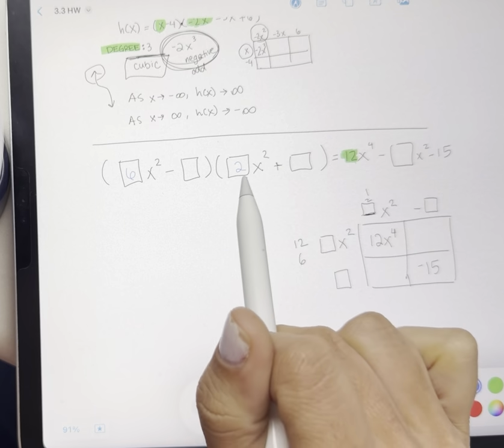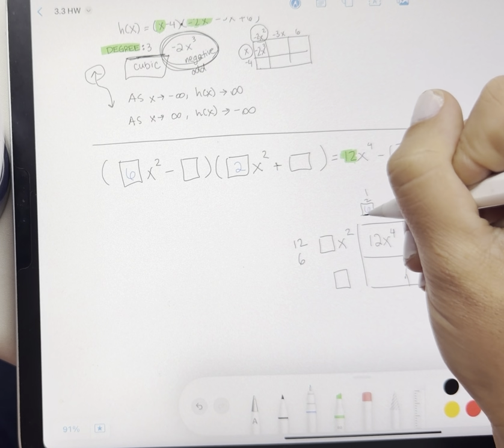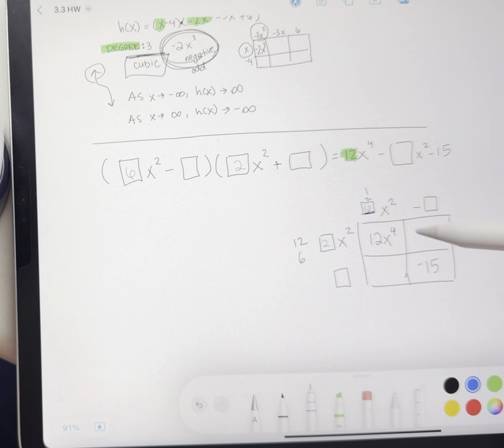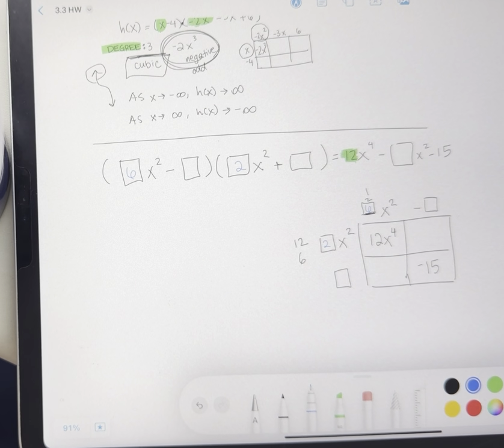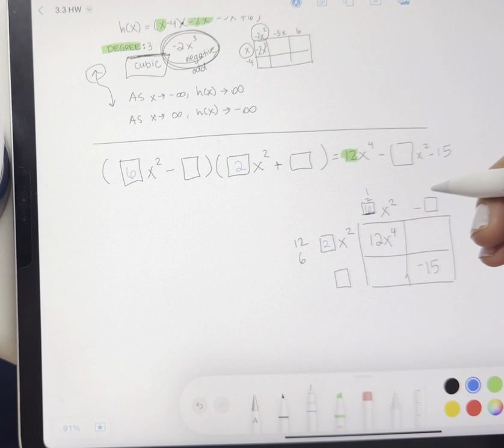So with the 6 there and the 2 there, let me write them. We put the 6 here and we put the 2 here. We multiply them, we get 12x to the fourth. Fantastic. Then I would multiply the 2x squared by whatever's here. So what number do you want? Let's just put something. That equals what? I don't know.